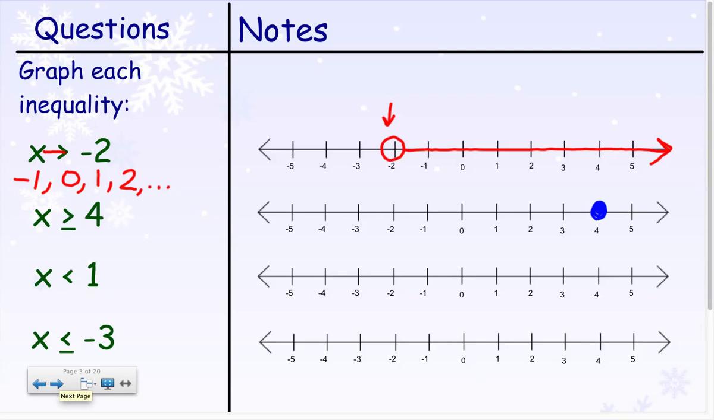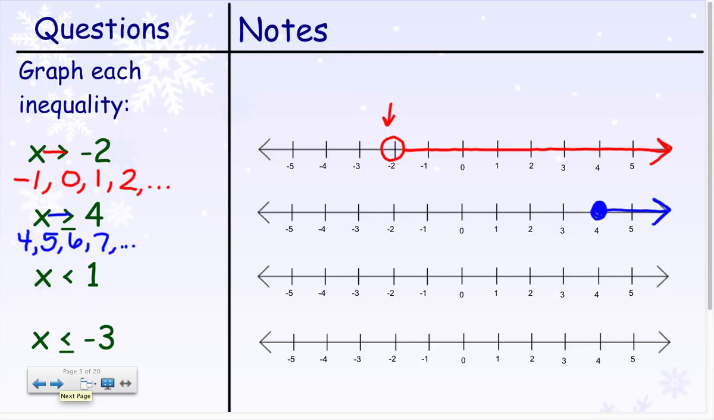So then if I ask myself, what numbers are greater than or equal to 4? Well, 4 is equal to 4, and then numbers that are greater than would be 5, 6, 7, and so on. So those numbers fall to the right of my dot, so I'm going to shade to the right on my number line. I could also use my trick, since the variable's on the left, of turning this inequality into an arrow. My arrow is pointing to the right.